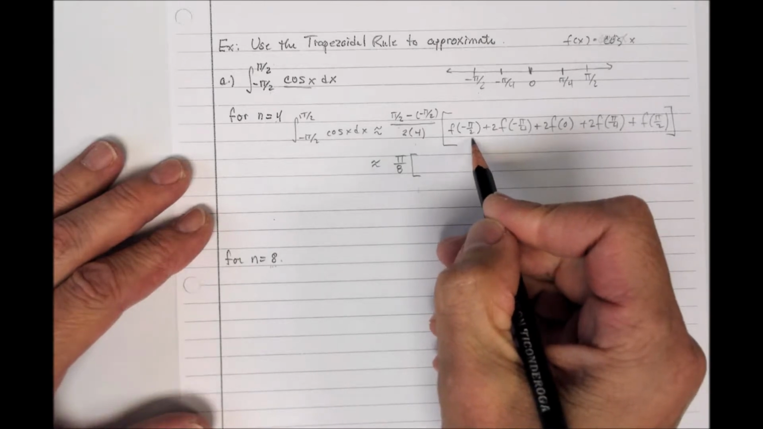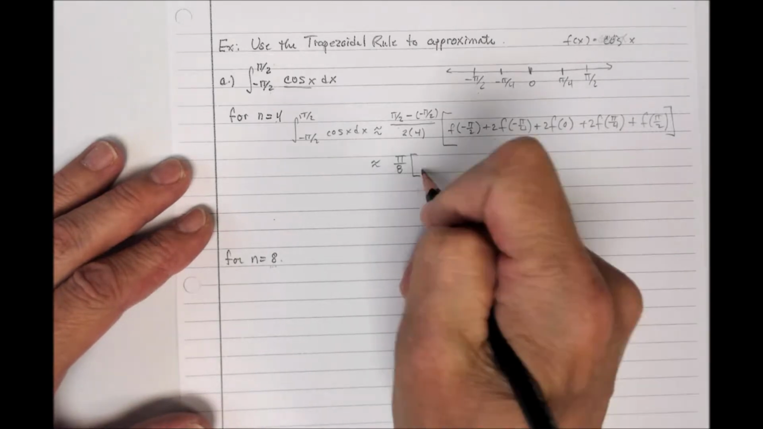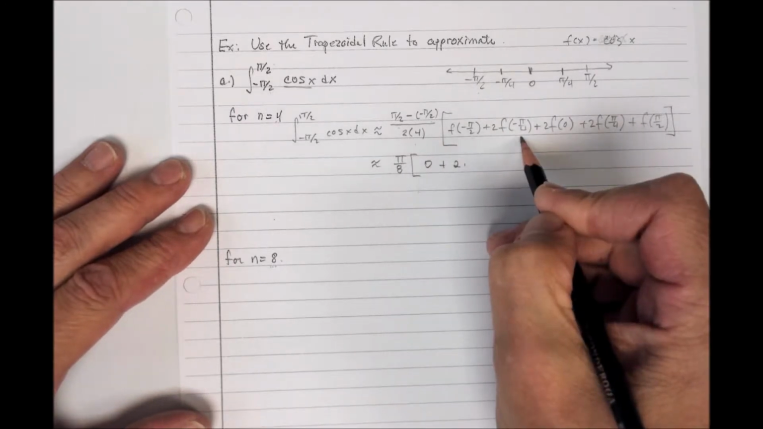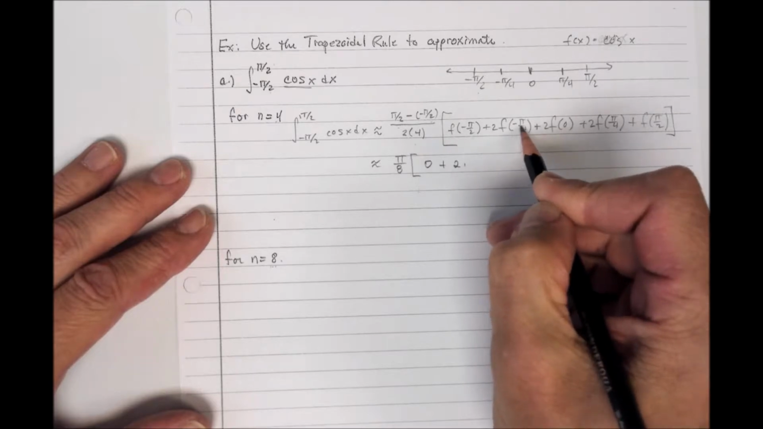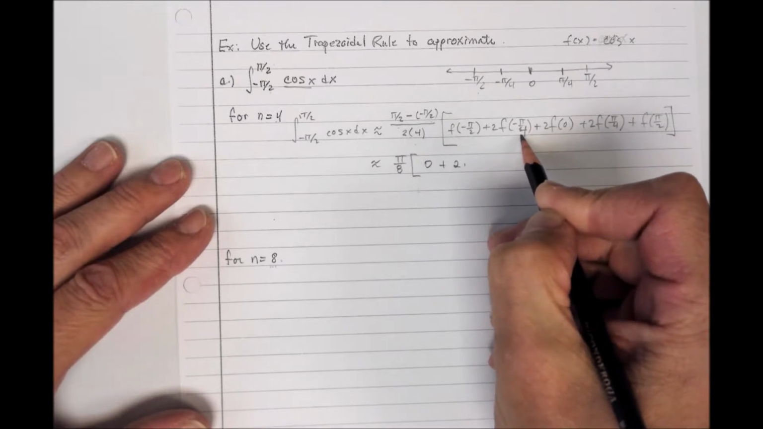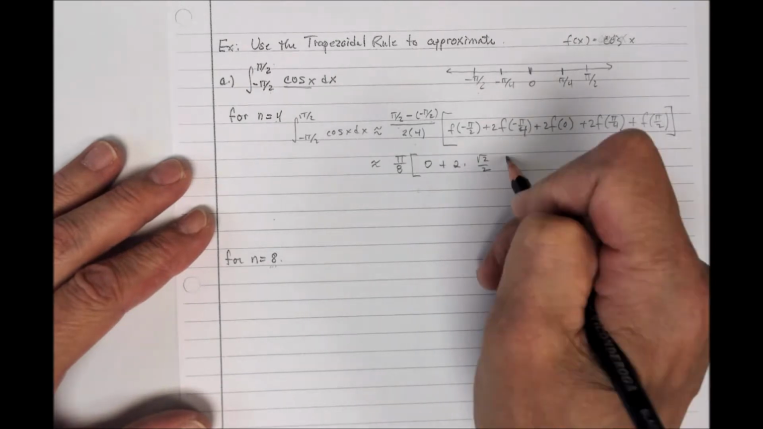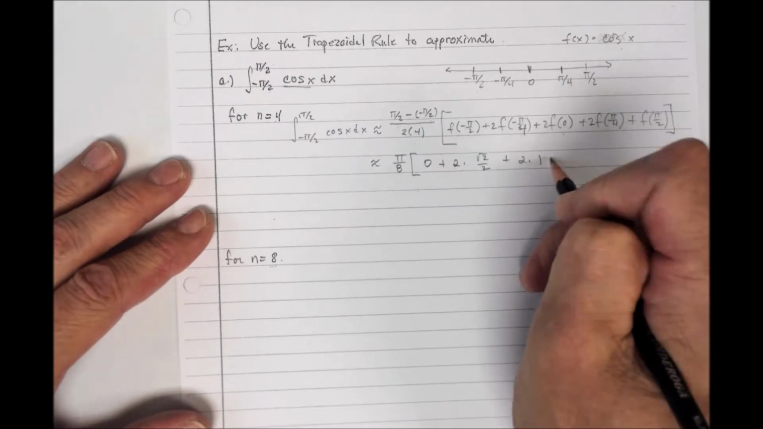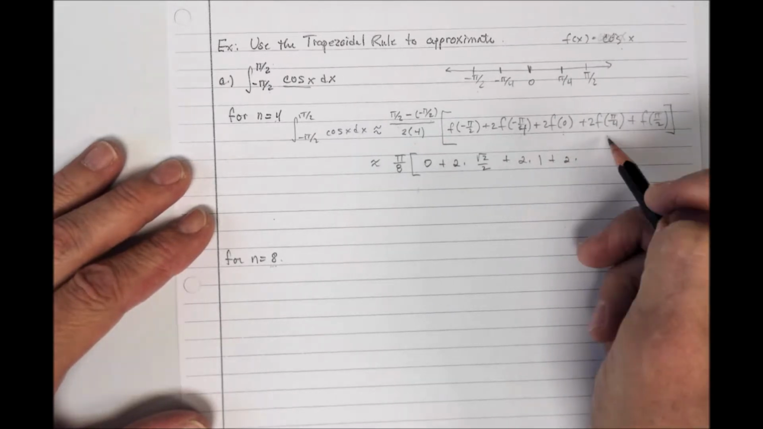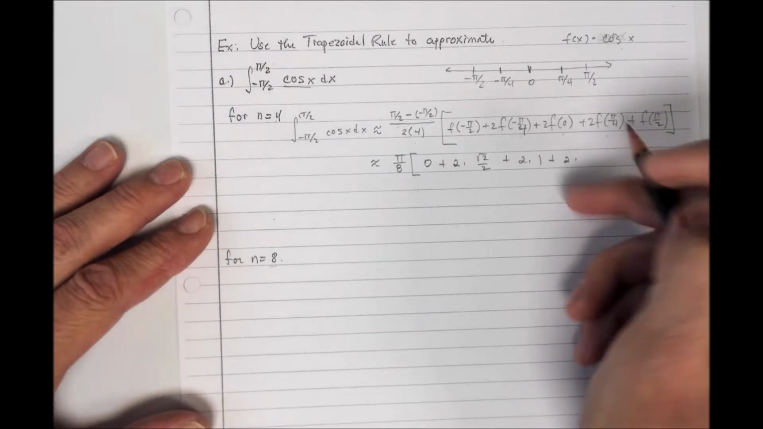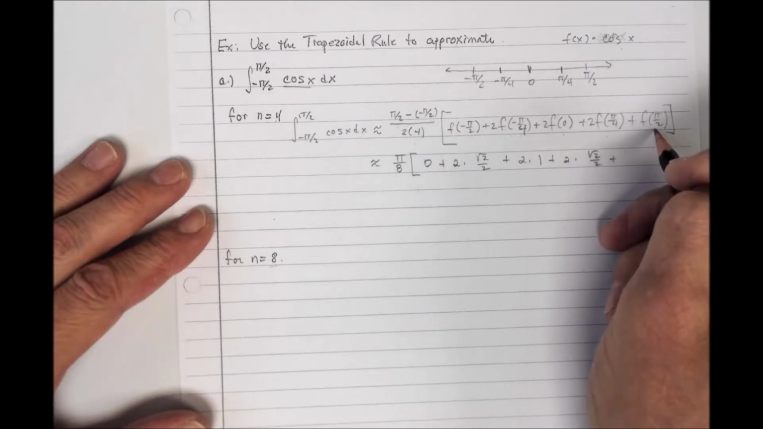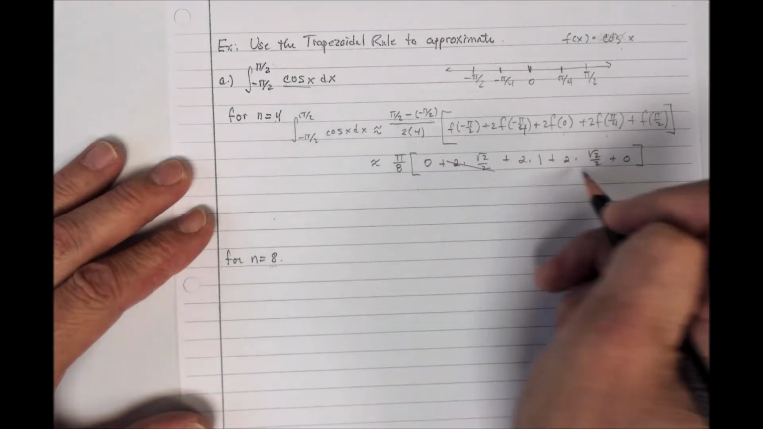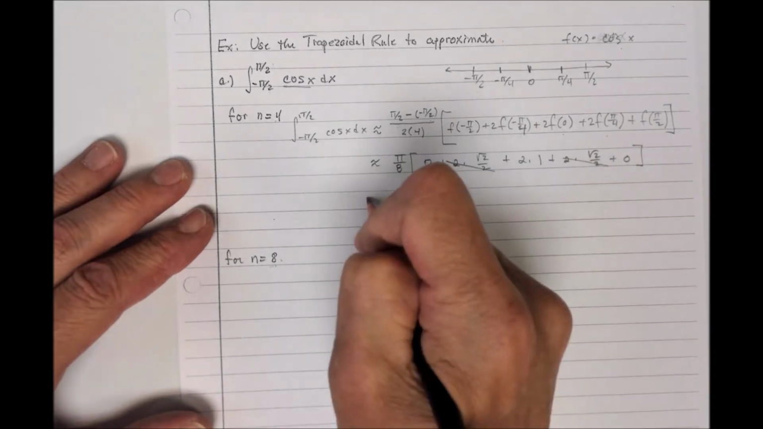So what's the cosine of negative pi over 2? Well, the cosine of negative pi over 2 is 0, plus 2 times, what's the cosine of negative pi over 4? Well, the cosine of negative pi over 4 is the square root of 2 over 2. So the square root of 2 over 2, plus 2 times, what's f of 0? The cosine of 0 is 1, plus 2 times, what's the cosine of pi over 4? Well, that's the square root of 2 over 2. And what's the cosine of pi over 2? Well, that's 0. So this is kind of nice. These cancel. These cancel. So I have pi over 8.